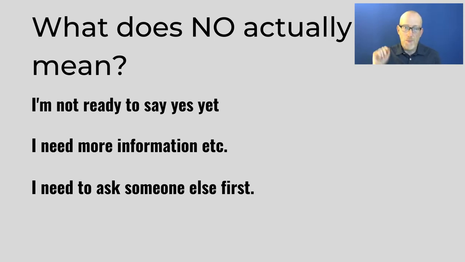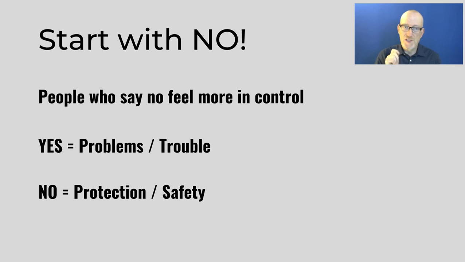Now, with the flip method, I'm going to suggest that you start with no. People who say no to something feel more in control. This is a fact. Psychologists have researched this. People who say no to something feel in control. Yes, on the other hand, just means for most people problems and trouble and new things and different things and stress, whereas no is protection and safety, staying with the same. When we say no, we feel happier, we feel calmer, and we feel more in control.